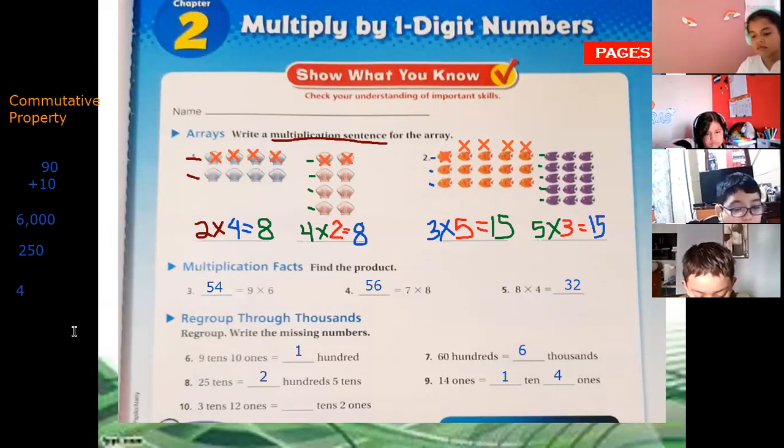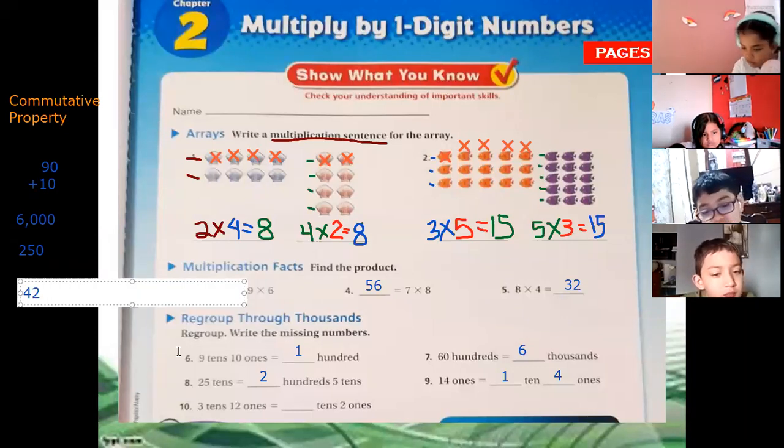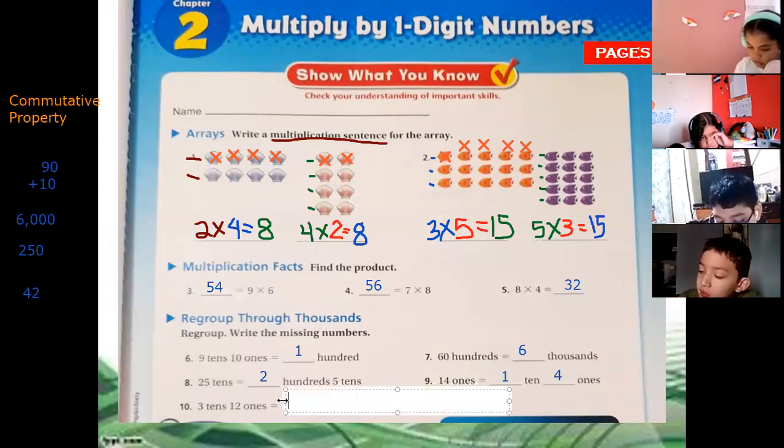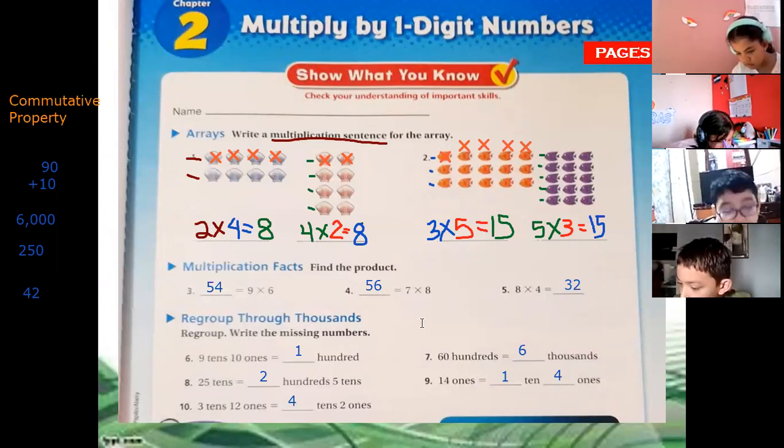Now, how many tens are in this number? The 4. 4, exactly. Because we combine the 3 tens with the 12 ones. In 12 ones, there is 1 ten. That's why we have 4 tens and 2 ones. 2 ones left.